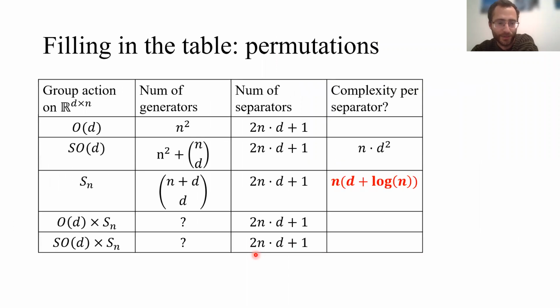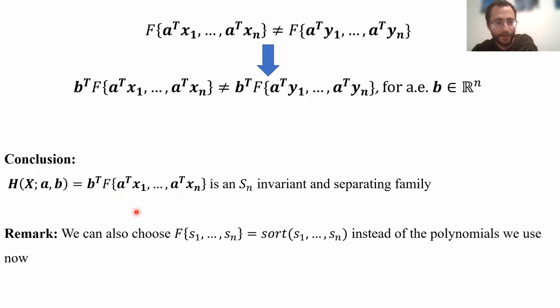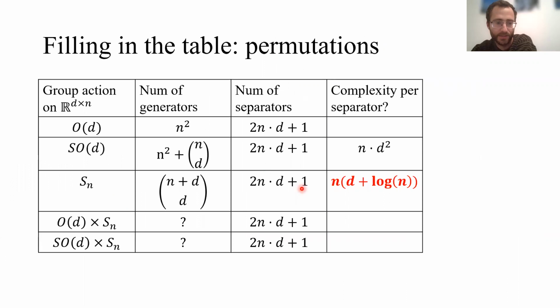Maybe I should have added this step here, so I'll add it in words. Right, we're at this step. Now what we want to say is that if we randomly choose the right number of parameters here, twice the dimension plus 1, then this will be separating. So at the end of the day, we get twice the dimension plus 1 separating permutation invariants. And the complexity of computing these when you use the sort version is n times (d plus log n).